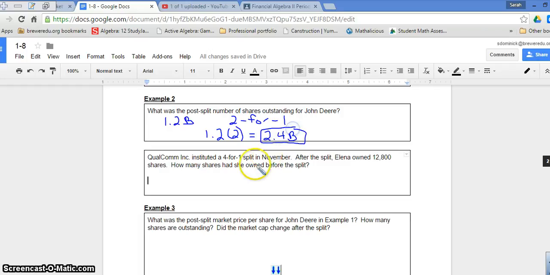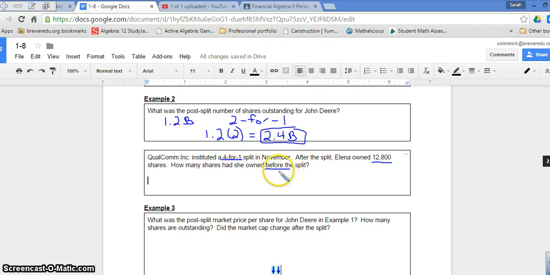And that's your answer. Down here, things are a little bit different. They're asking before the split. This is a 4-for-1 split, so that means for every 1 share that you had before the split, it's now 4 shares after the split. So somebody did the number of shares times 4, and they got this number.